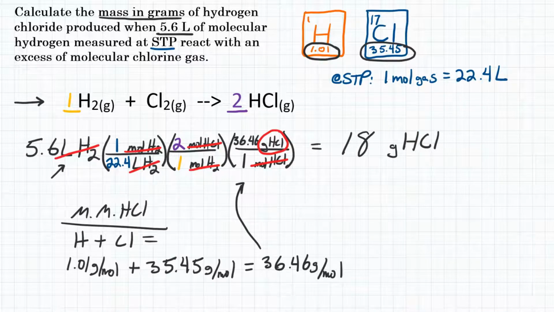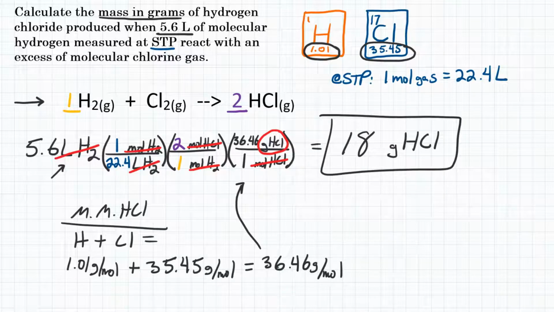Okay, so final answer. What mass in grams of hydrogen chloride would you produce if 5.6 liters of molecular hydrogen measured at STP reacted with excess chlorine gas? We would get 18 grams of HCl.